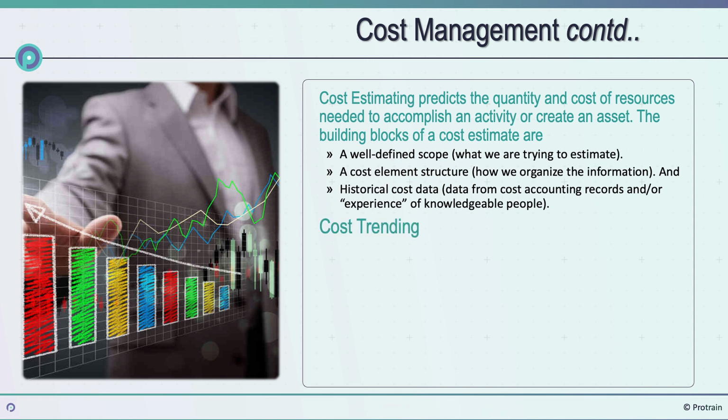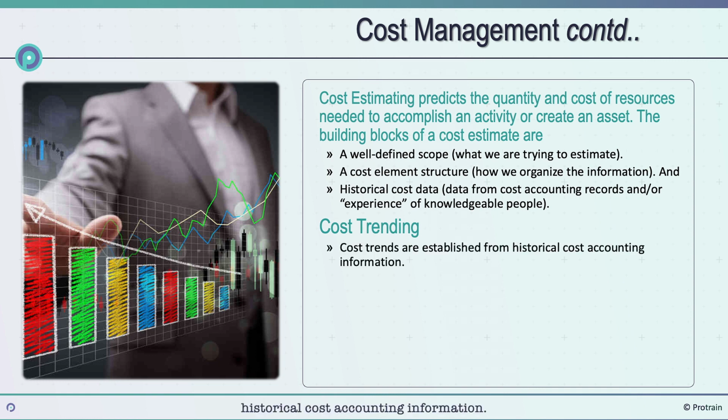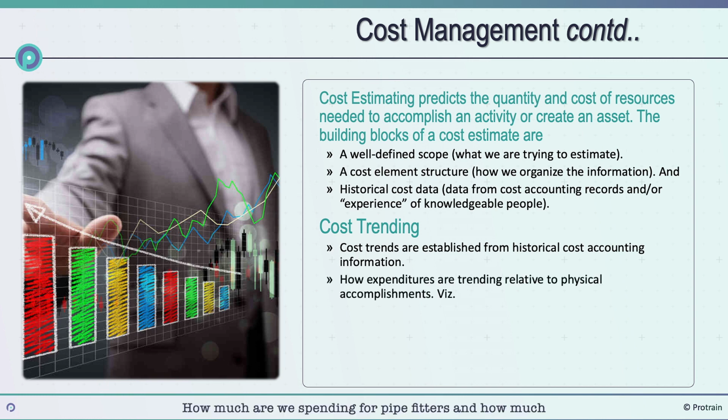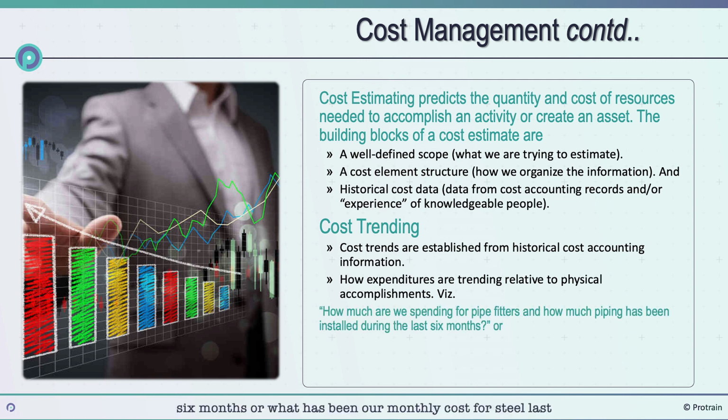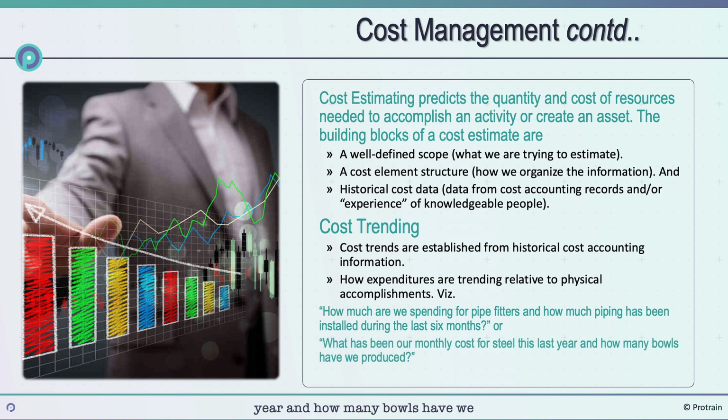Cost trending. Cost trends are established from historical cost accounting information. Cost trending focuses on answering how expenditures are trending relative to physical accomplishments. How much are we spending for pipe fitters and how much piping has been installed during the last 6 months? Or what has been our monthly cost for steel last year and how many bowls have we produced? Again, having access to cost history and the structure needed is key to providing the required information.